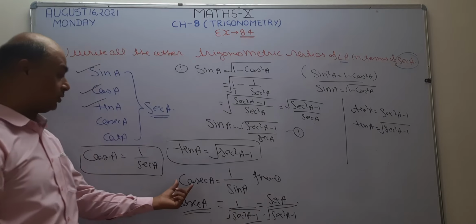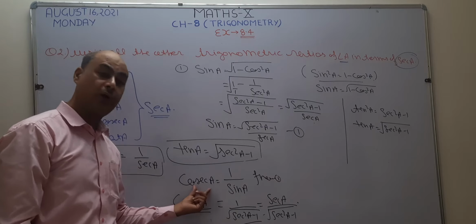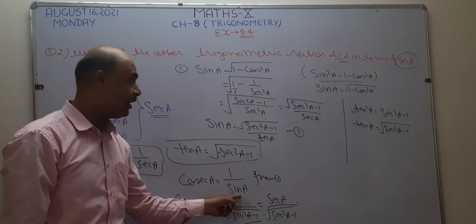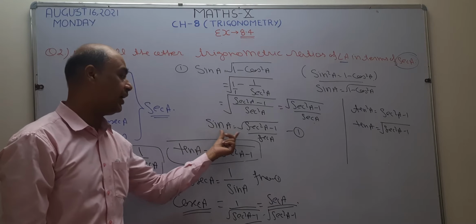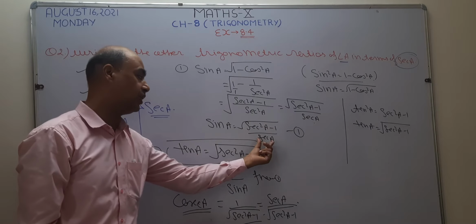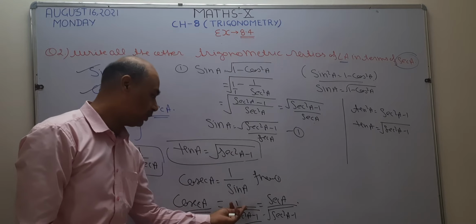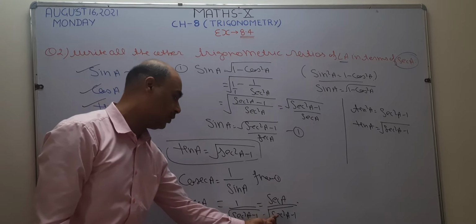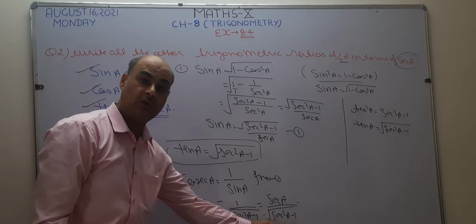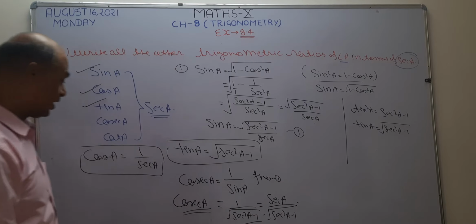Okay, I want to repeat this. Cosec A. What is the reciprocal of cosec A? 1 by sin A. And in number 1, you know sin A is equal to root of secant square A minus 1 upon secant A. I use this. So instead of sin A, I want to write this. So the reciprocal of this becomes secant A upon square root of secant square A minus 1. Okay, clear? Now what is left?